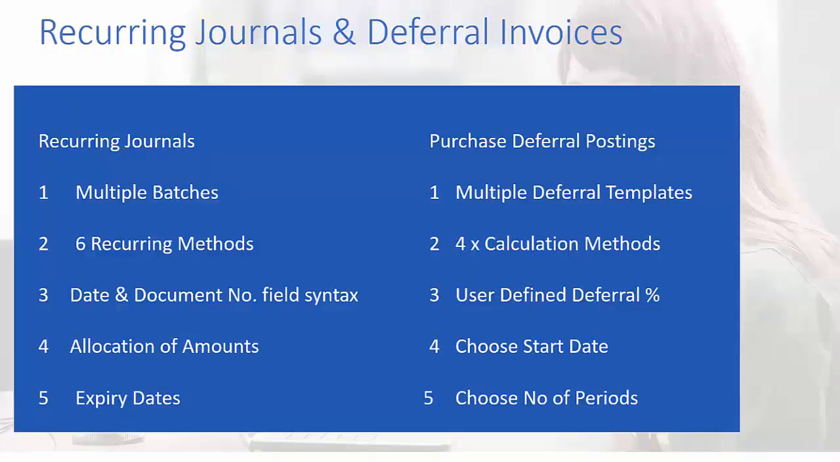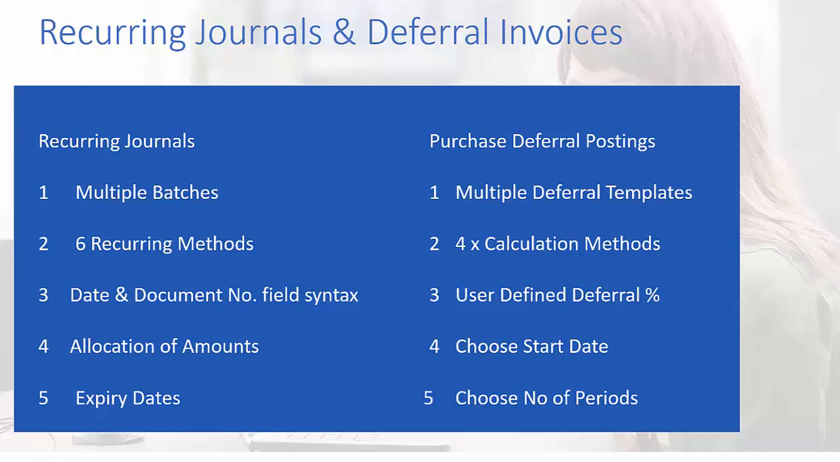We are going to be looking at recurring journals and deferral invoices. We'll start with the creation and setup of the recurring general journal, in which we'll see how we can set up multiple batches to work with, for example, batches for accruals, prepayments, HP postings, etc. Within each line of our journal, we can choose what type of recurring method is required, and these include fixed and fixed reversing, variable and reversing variable, and balance, and you've probably guessed, reversing balance.